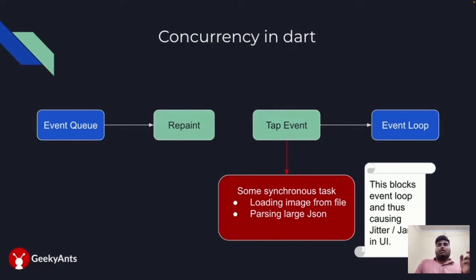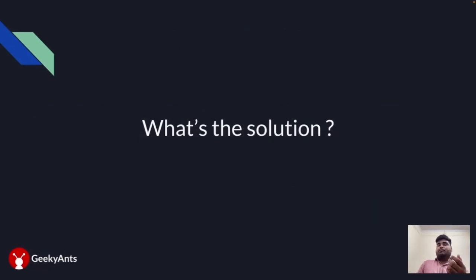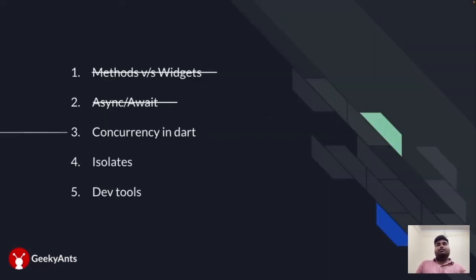Suppose we are fetching data from the network and we have an extremely large JSON in the response and we are showing a loading indicator. That loading indicator will get paused for a little bit of time, and that is called jank. That is caused because of the parsing of large JSON. So what's the solution here? The solution is simple. Dart is a single threaded language, so delegate that work to another thread.